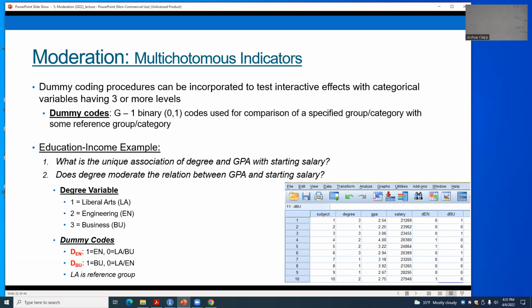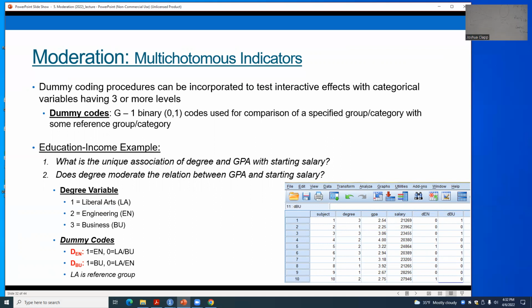We're going to create a dummy code for engineering, where in this set anybody who is an engineering major gets a value of 1. If you're liberal arts or business, it's a value of 0. We're going to label this dummy engineering. And then we create a dummy code for business. Anybody who's got a business degree gets a value of 1. Everybody else, not a business degree, gets a value of 0. We'll call this dummy business. Here we don't have a variable for liberal arts.